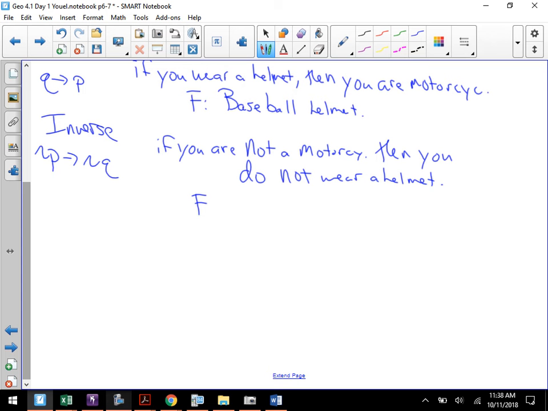If you're not a motorcyclist and you do not wear a helmet, well, there are people that wear helmets that are motorcyclists. So you could be a baseball player that has a motorcycle, that wears a helmet, or anything along those lines. Yeah, it's true, but some motorcyclists wear helmets. You could say Murphy wears a helmet.